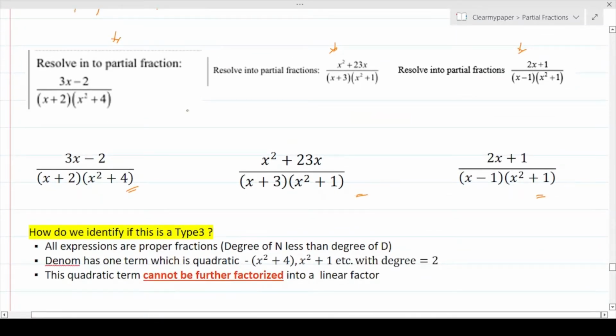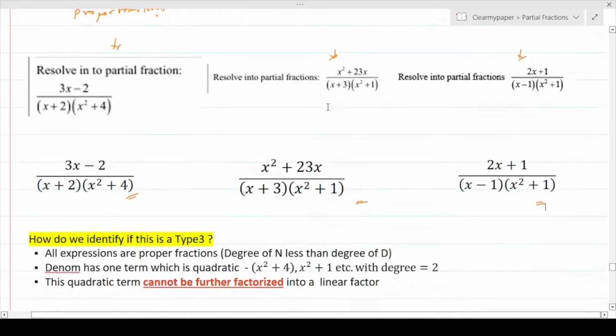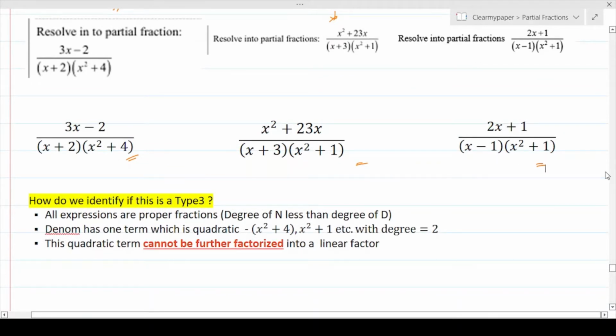If we take these 3 problems, the first thing is to identify that this set of partial fraction problems belongs to type 3, which is type 3 partial fractions with quadratic factors. And what does it mean? Let's see what the commonalities are between all of these 3 expressions. All the expressions are proper fractions. We know that the degree of the numerator is less than the degree of the denominator. That's a good thing, because type 1, type 2 and type 3 are all proper. We have not done improper yet.